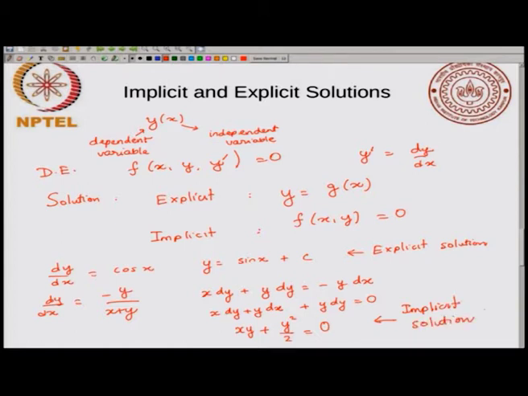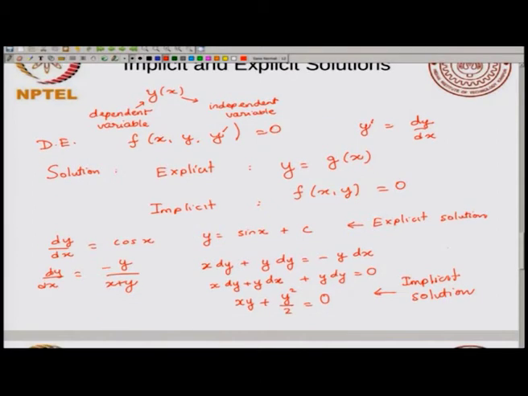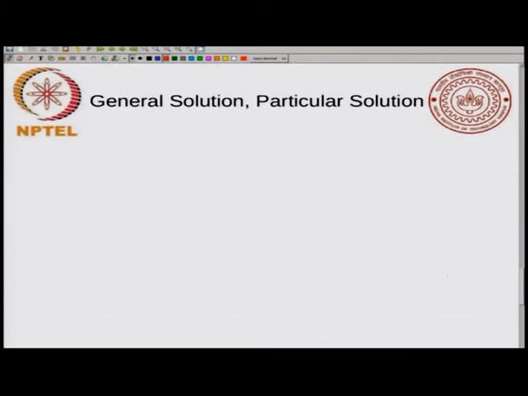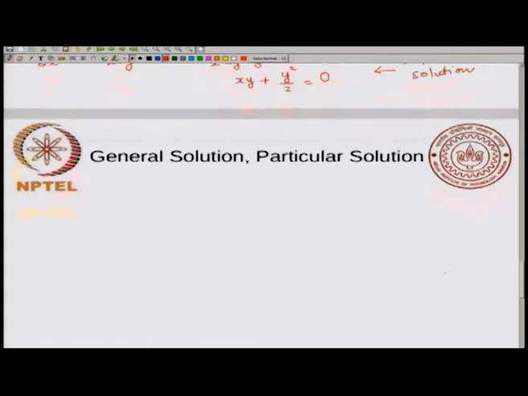So, you can have both explicit and implicit solutions for differential equations. Now, the other point about differential equations is that you can have general solutions and particular solutions. So, we already saw here.